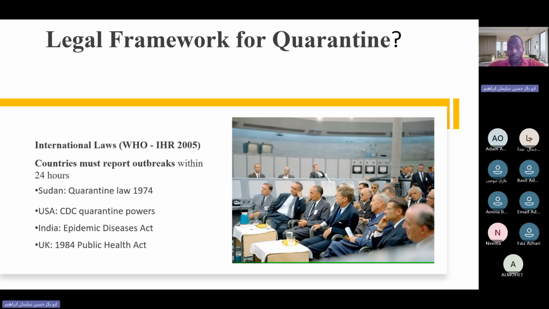Additionally, the USA also has a Quarantine Act or quarantine regulation, which is developed by the CDC in Atlanta. India has an act called the Epidemic Diseases Act. In the UK, in 1984, there is the Public Health Act, which concerns quarantinable disease. This is the framework for quarantinable diseases. People depend on the international regulation, and all countries develop their own national regulations, as I mentioned.